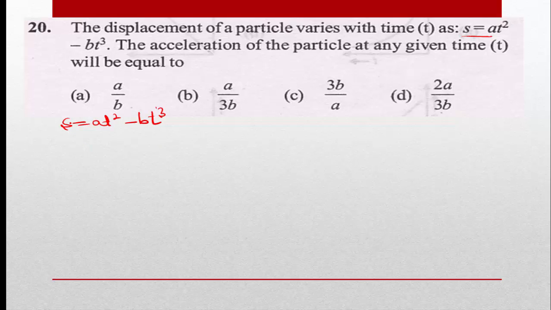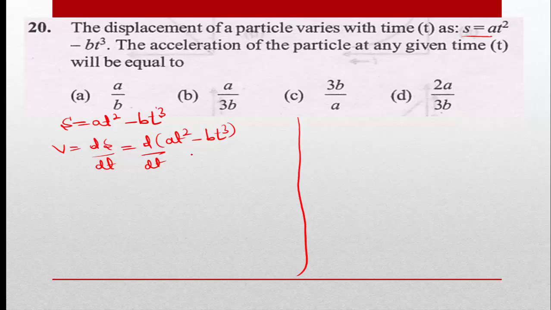The acceleration, the given equation is displacement. And what is velocity? Velocity is equal to the rate of change of displacement, that is v is equal to ds divided by dt. Therefore, d divided by dt of the expression at square minus b into t cube.